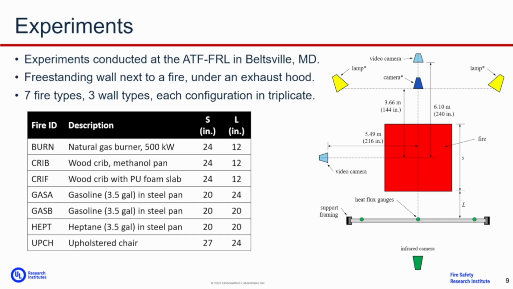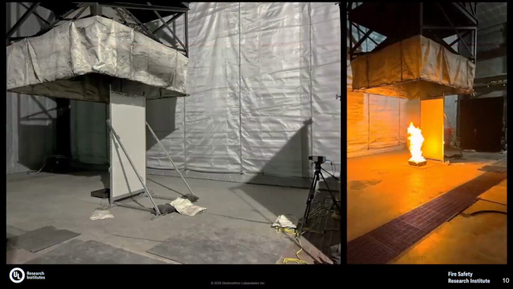Other fuels included wood cribs, a wood crib with a polyurethane foam slab, which is sort of a furniture surrogate, an upholstered chair, and a couple of different liquid fuel fires, gasoline and heptane. Here's a photo of the experimental configuration. On the right side shows the wall under the calorimeter hood. The wall is supported by steel frames, and the image on the other side shows, I believe, a gasoline fire.